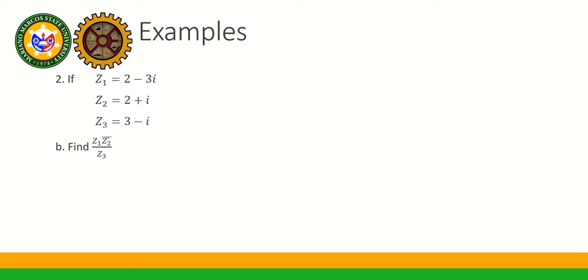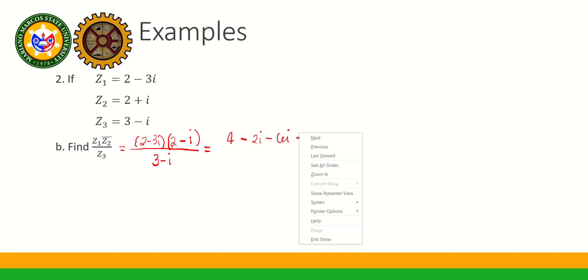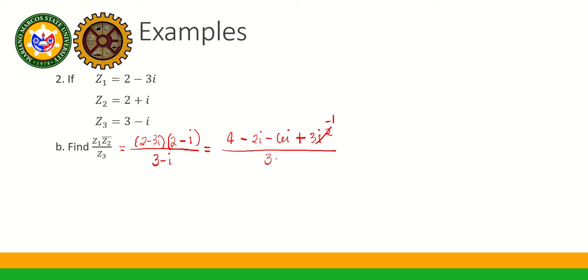So the z sub 2 bar is the complex conjugate of z sub 2. So this will be equal to 2 minus 3i times the complex conjugate of our z sub 2, that is 2 minus i, over 3 minus i. So first, let's simplify the numerator. This will be equal to 4 minus 2i minus 6i, and then positive 3i squared. But we all know that i squared is equal to negative 1. Okay, let's copy the denominator.